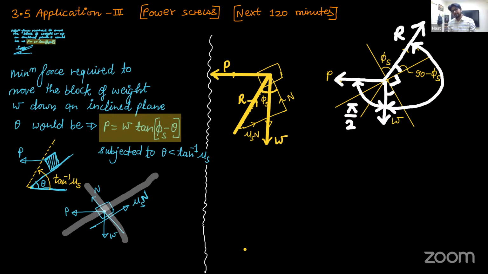Theta plus 90 plus 90 minus phi s. Now, listen carefully, third angle you can calculate.